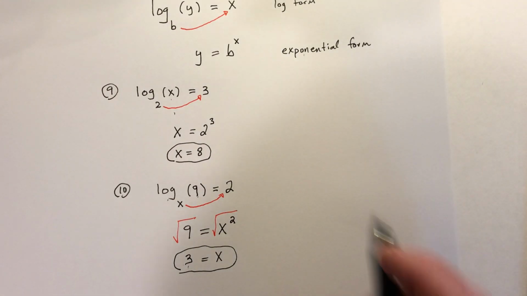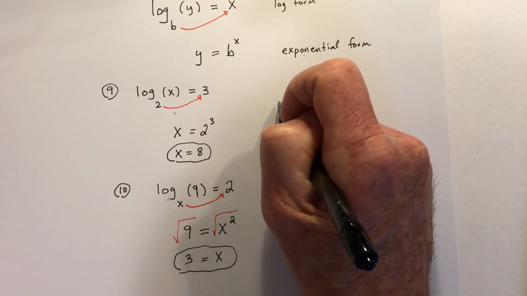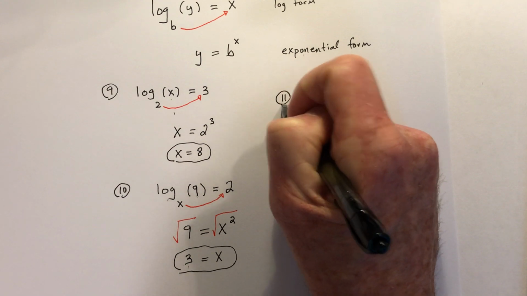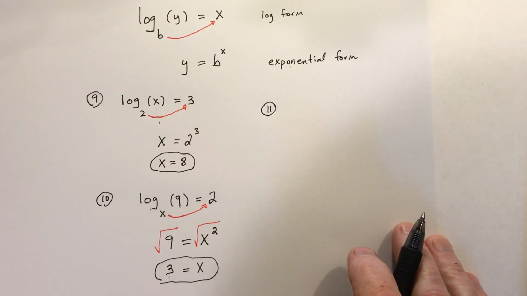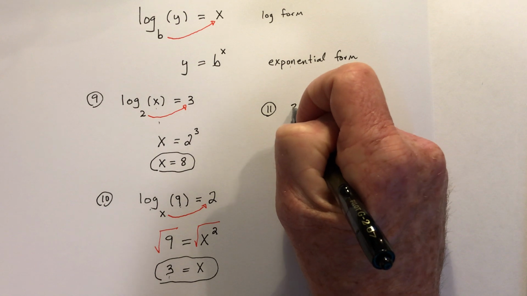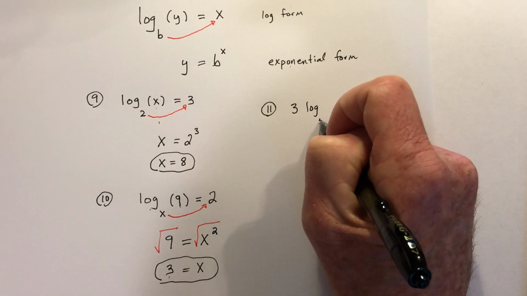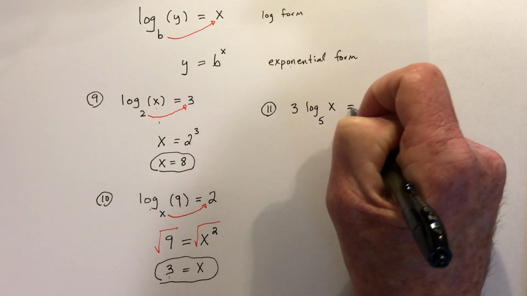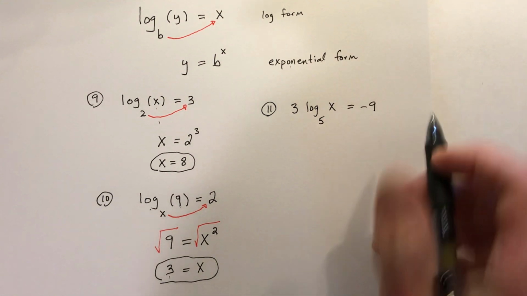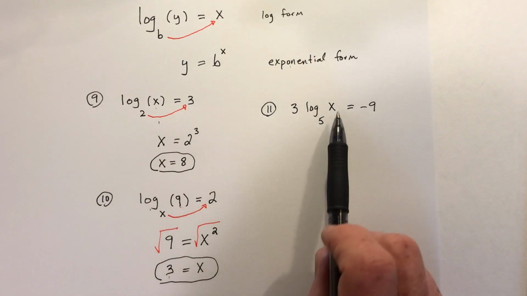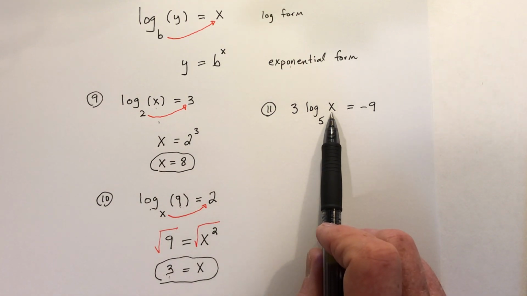And then let's just do one more with logarithms, actually I'm going to do 2 more. Number 11, if it was 3 log base 5 x equals -9. In these parentheses right here, if it's only a single number or a single variable, you actually don't have to put the parentheses. So I could put the parentheses, or since it's just an x, I don't have to.